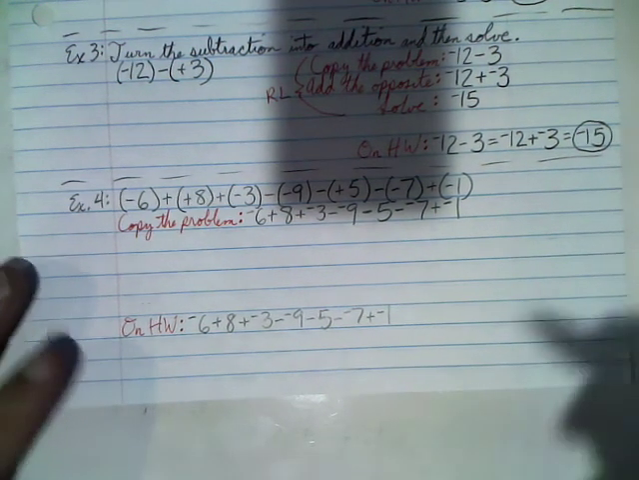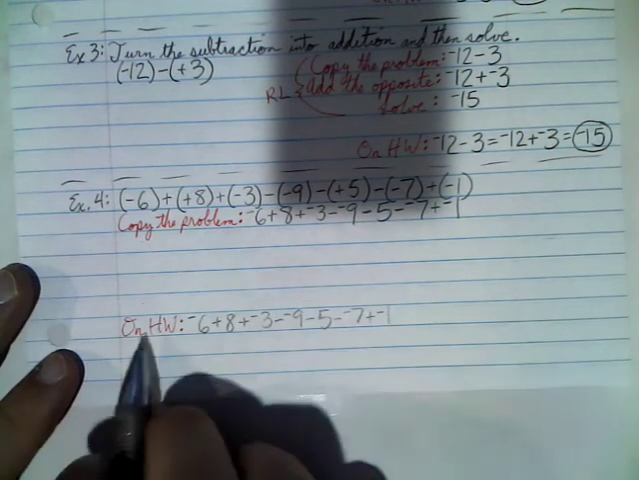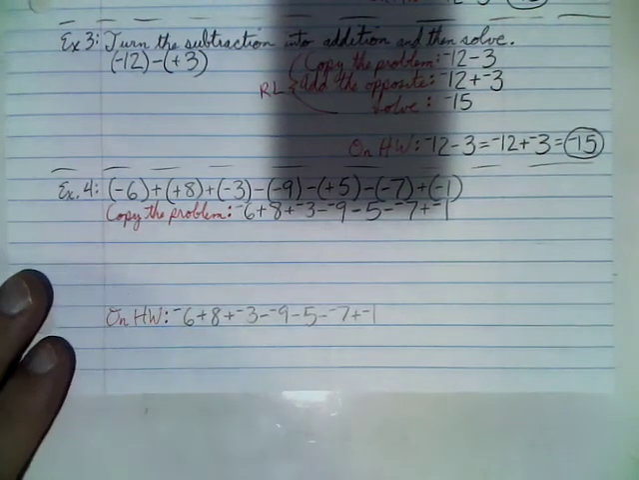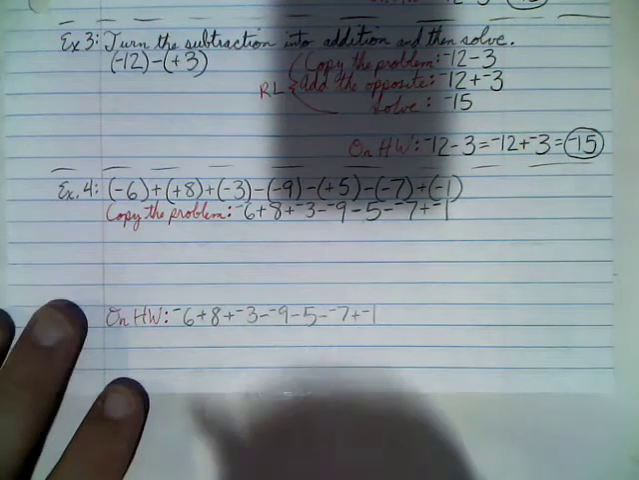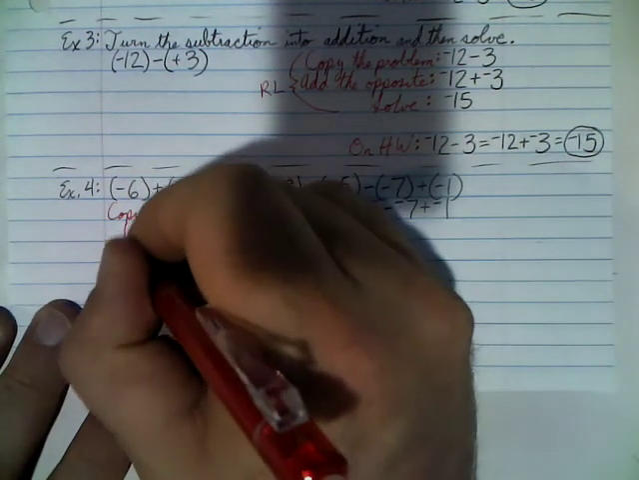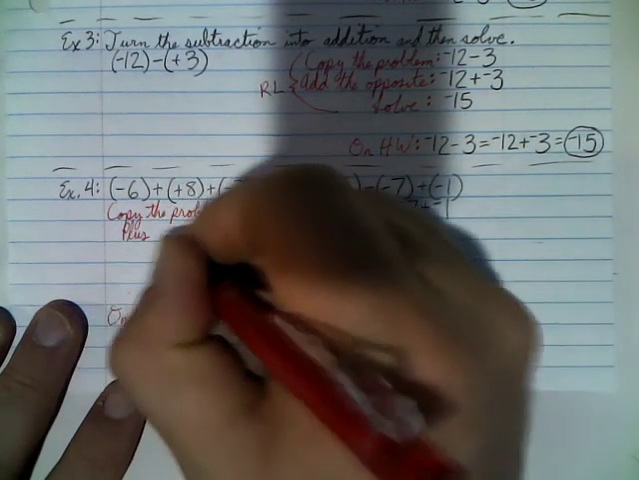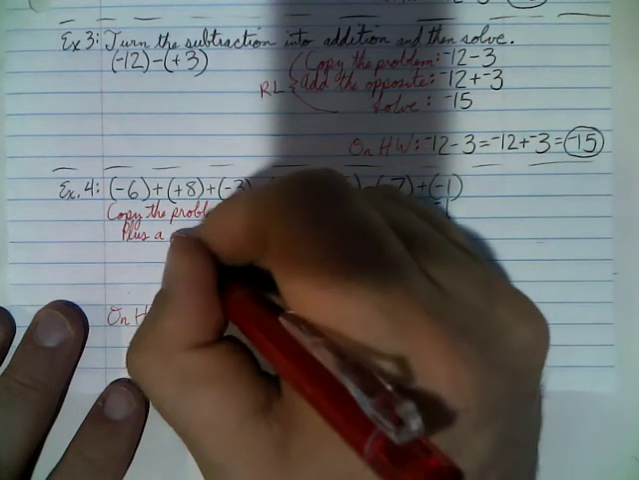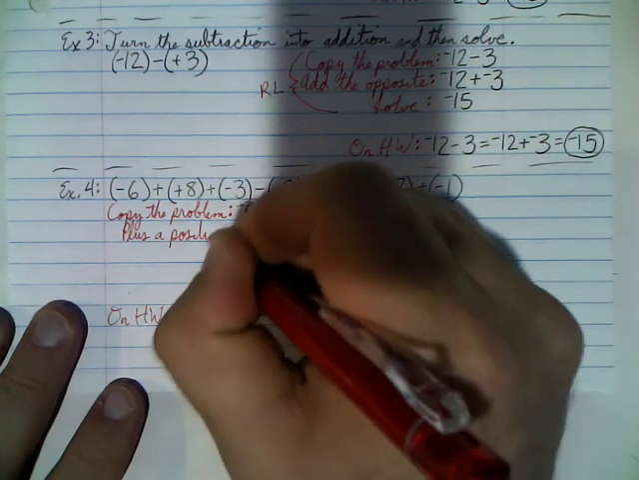So we're going to copy the problem. That's the first thing. Copy the problem on the homework, copy the problem. All right, step 2. We're going to look for all the times we find plus or minus a negative to change it to plus a positive.